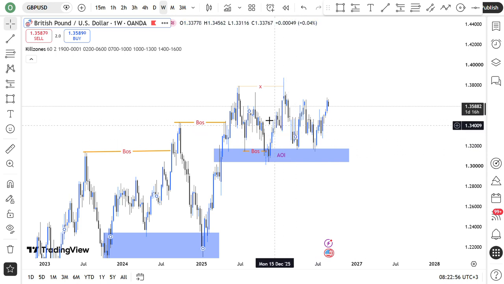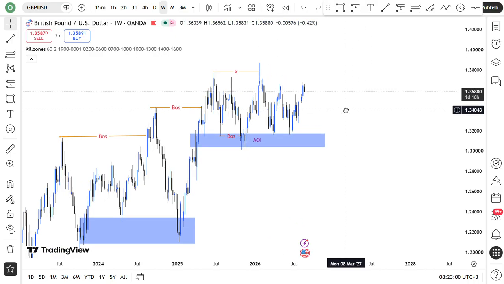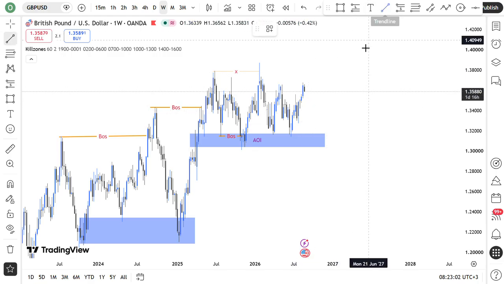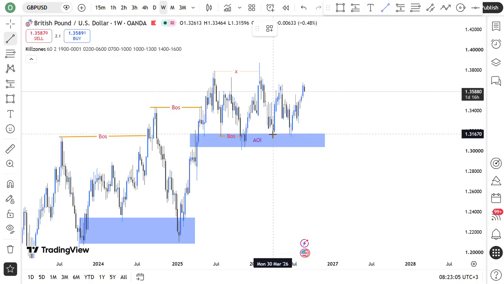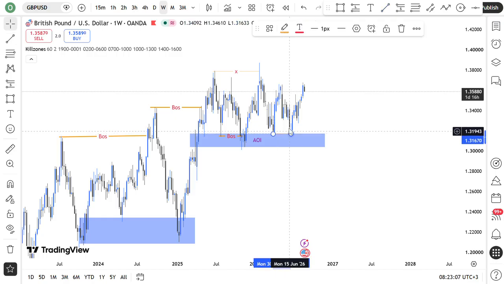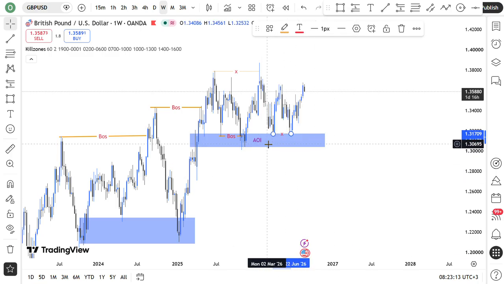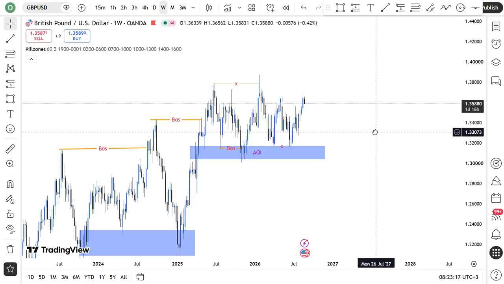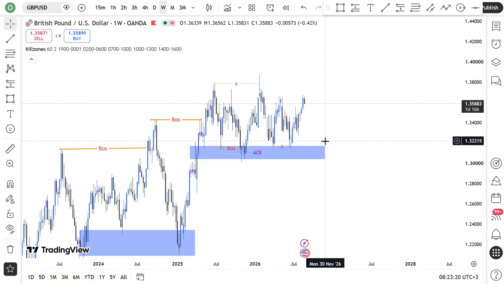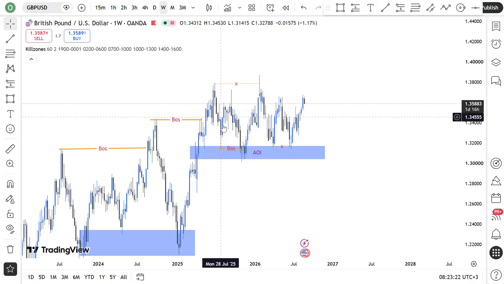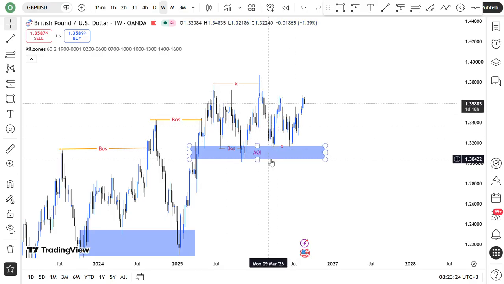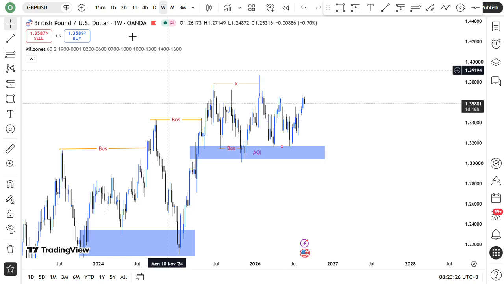So right now, after price taking out this liquidity around this high, we can see clearly price gave us another sweep of liquidity around this area before price trading bullish again. So you can see clearly this sweep of liquidity around this area inside our area of interest, which is a fair value gap from a monthly time frame. So we are trying to drop down into a lower time frame so that we can see what's happening after price tapping into this area of interest from a monthly time frame.